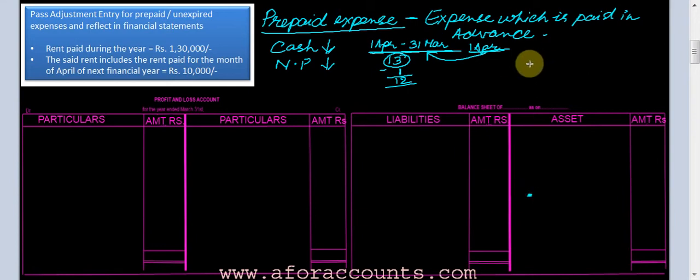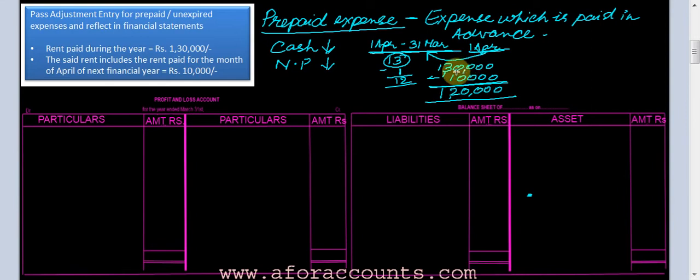The entry will be here. The question is, rent paid during the year is 1,30,000. The said rent includes the rent paid for the month of April of the next financial year, 10,000. So actually what is paid is 1,30,000 and 10,000 is for the next month. So I need to remove 10,000 from here. 1,20,000 is what is related to the current financial year. So only this should reflect in my accounts and not 1,30,000.